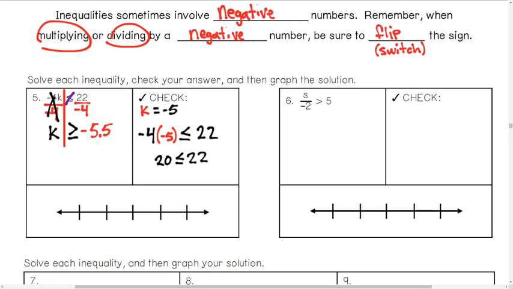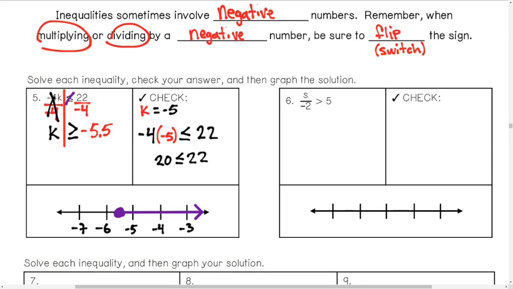I then set up my graph. I could have counted by 0.5s, but I think it's easier just to count by 1s, or in this case we're counting up from -7 to -3. At -5.5, which is between -6 and -5, I would do a closed circle, and it's going to the right because these numbers are larger or greater than.